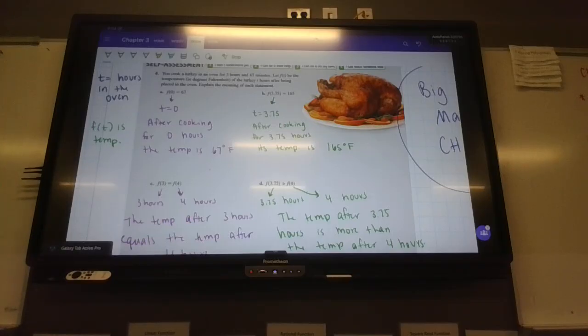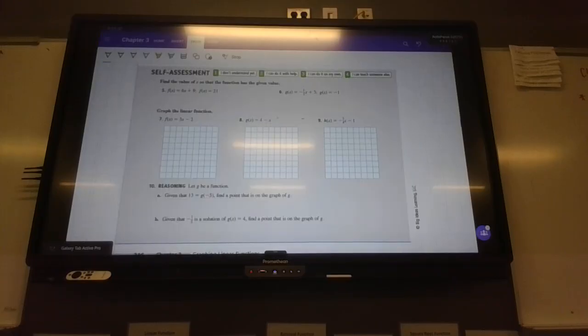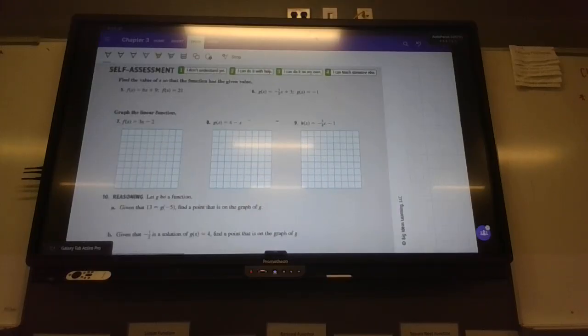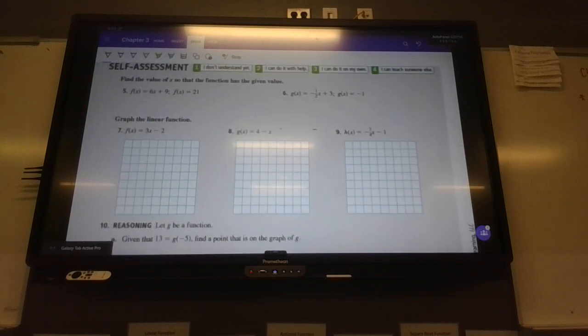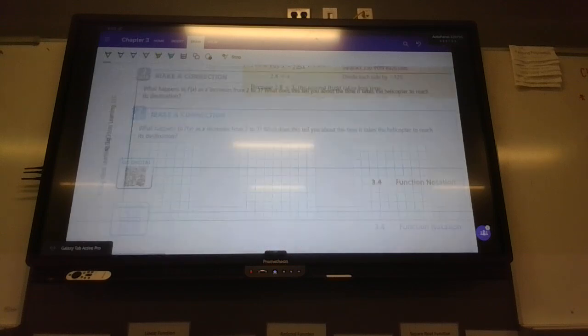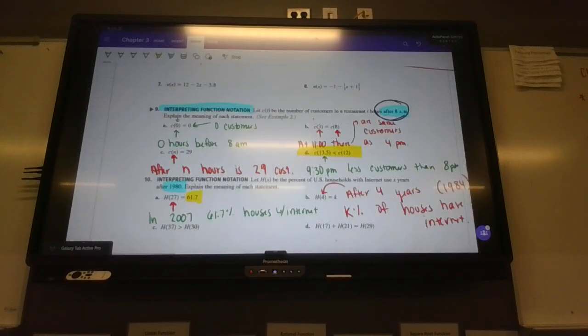Oh, we're down to our last bit. Page 216, 5 through 9. What are you bringing tomorrow? Yeah, better not. That looks pretty hard.